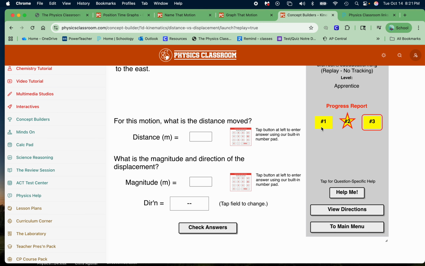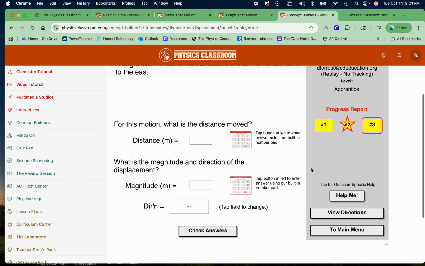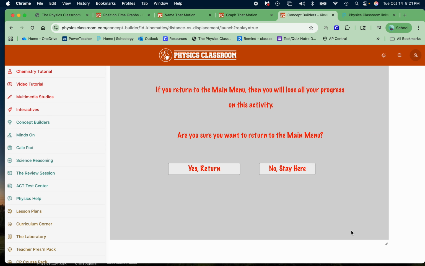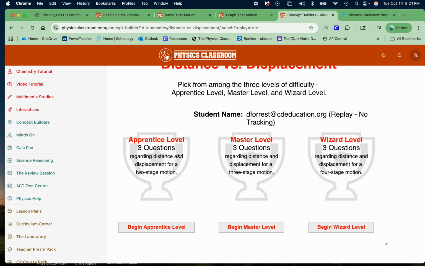For example, in this activity there are 3 different problems you have to do. If you get one wrong, you're going to have to do it again with different numbers, and you may have to do it twice. So it is helpful to try to get things right the first time. If I go back to the main menu, yes, I want to return there. I would want to try to complete both of these. So that's what you're assigned.